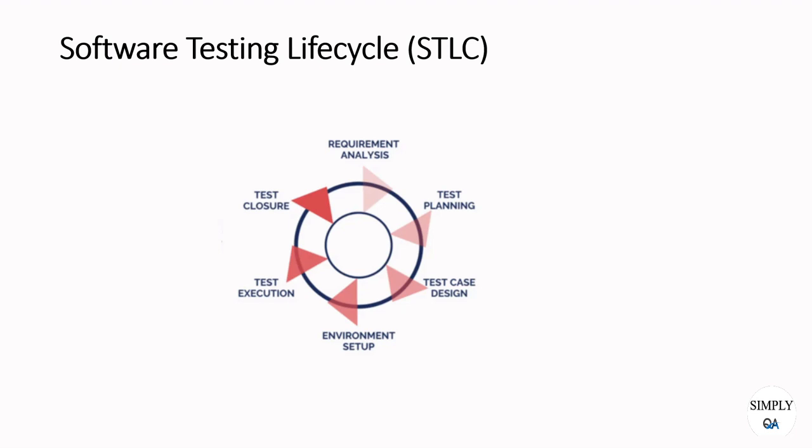And the STLC is a process of testing a particular application in a well organized and step by step manner, so that we can ensure a high quality product is delivered to the customer, right? So we have around 6 phases in STLC. Those are requirement analysis, test planning, test case design, environment setup, test execution, and test closure. We can see each individual phase in the next slide.